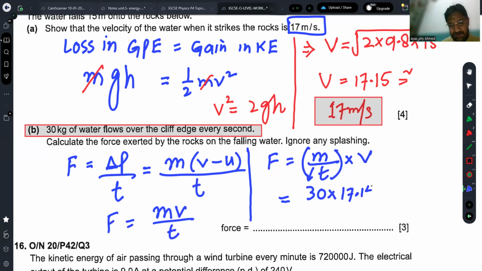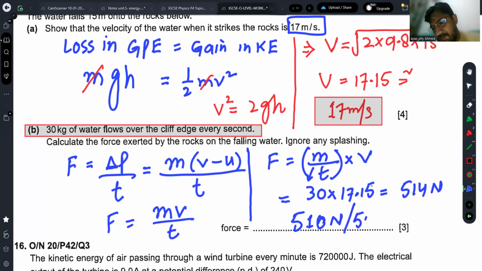The velocity is 17.15. I have calculated that number, and now I am just going to multiply this with 30, and I'm getting 514 Newton, which you can write as 510 Newton, or if your answer is 500 Newton, that is also correct.